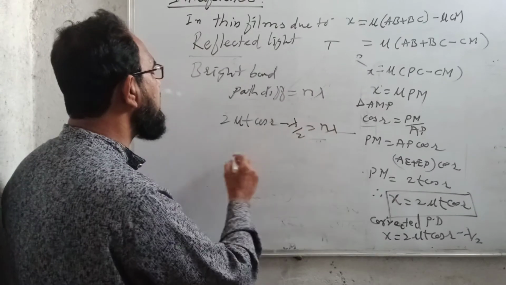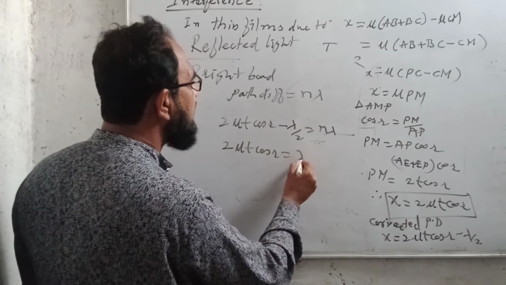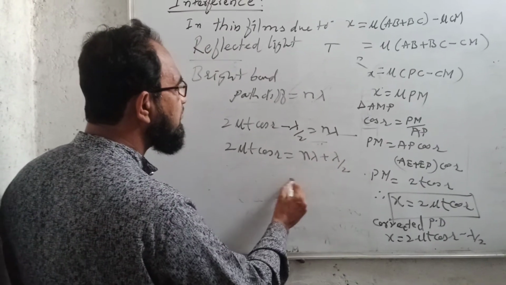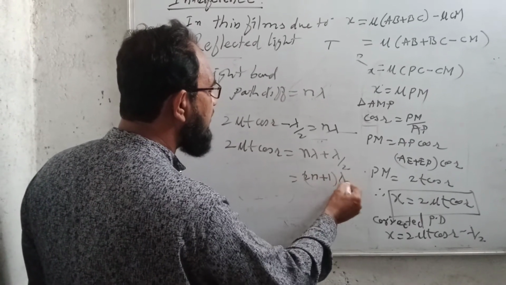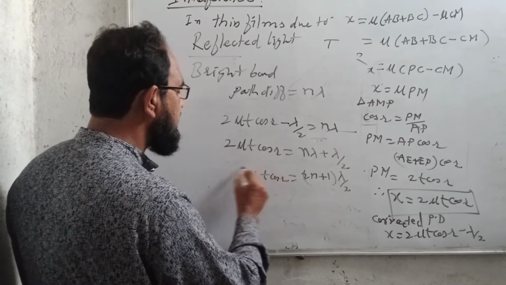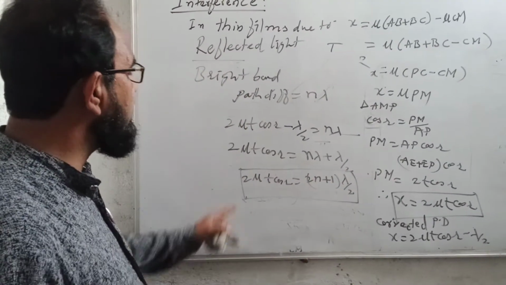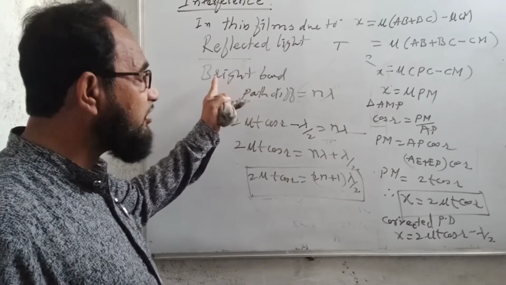So this lambda by 2 will go to that side. 2 mu t cos r should be equal to n lambda plus lambda by 2. I will take the LCM and take lambda common. 2n plus 1 lambda by 2 is equal to 2 mu t cos r. Sorry, this is the equation for the bright band.